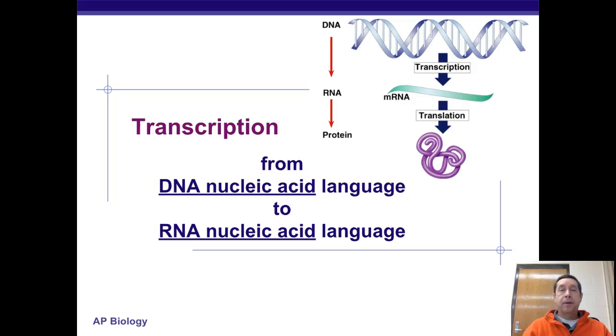All right, so in this video, we're going to talk about transcription, which is the second part of the central dogma, where we take the DNA message and take part of it, the part for the protein that the cell needs to build, and convert that into an RNA message in the nucleus.